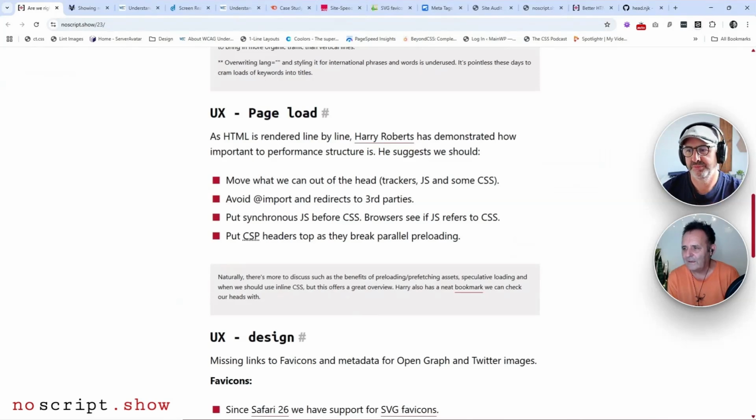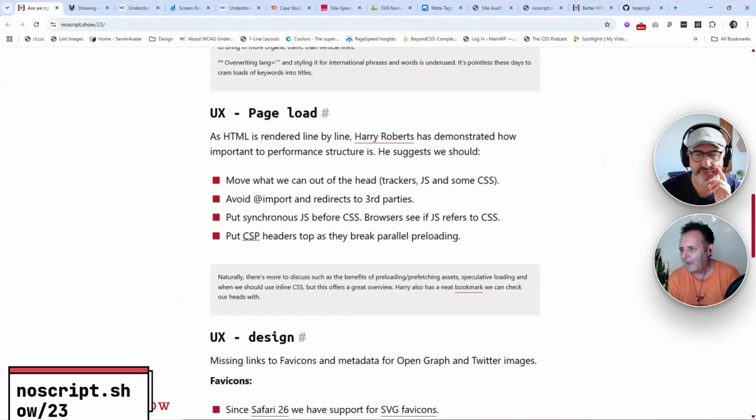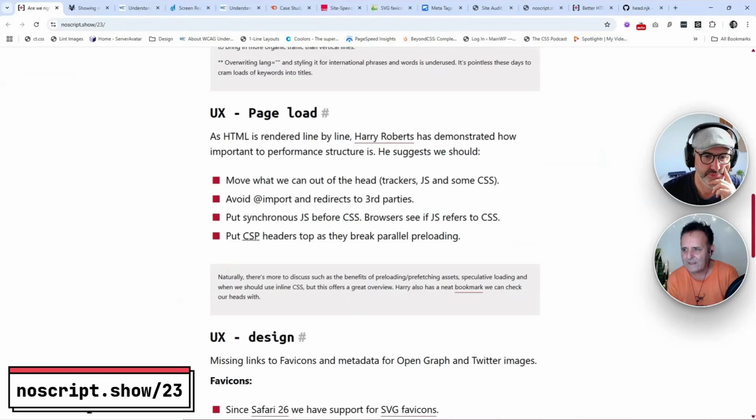He demonstrates how important structure is, and how the order you put things in your head really impacts your page load. I'm just going to cover this quickly because we'll look at it in the next video, where I've got the code. The key point is that HTML renders everything from the top of the page line by line. It makes the head the biggest render blocking element on your page.